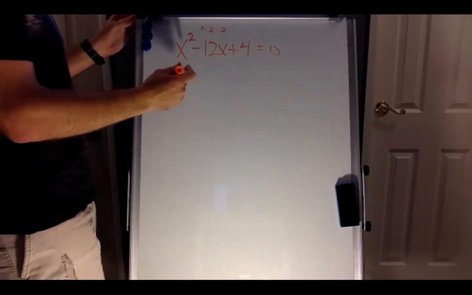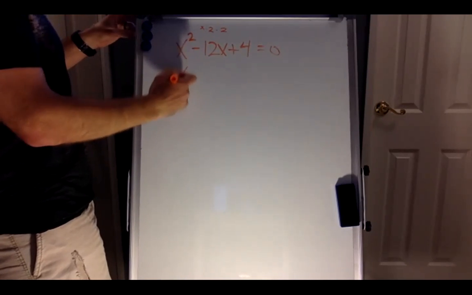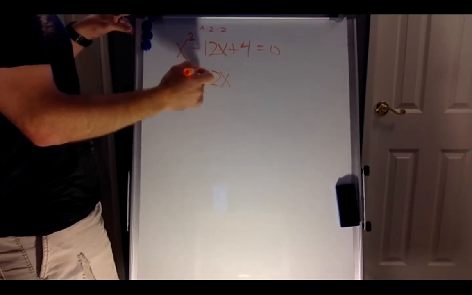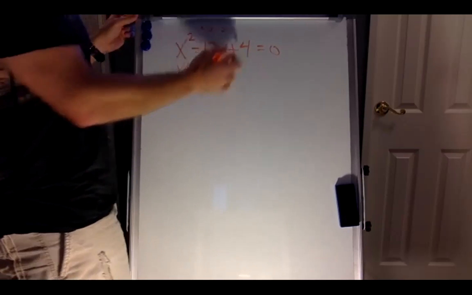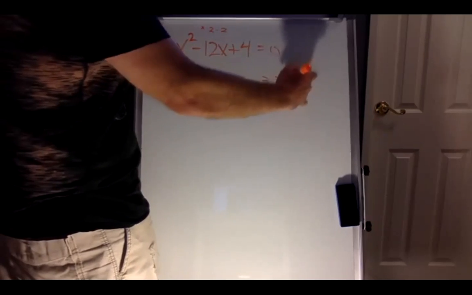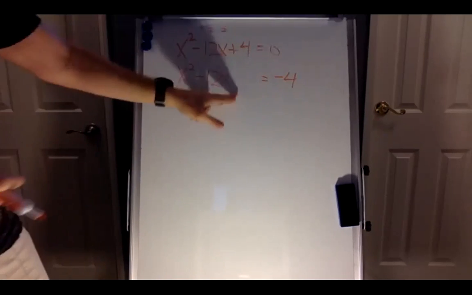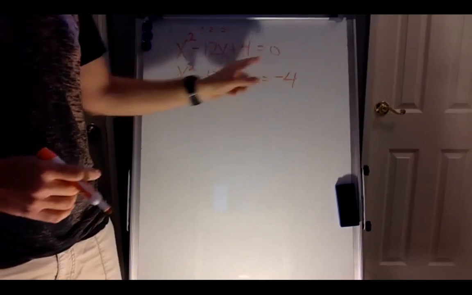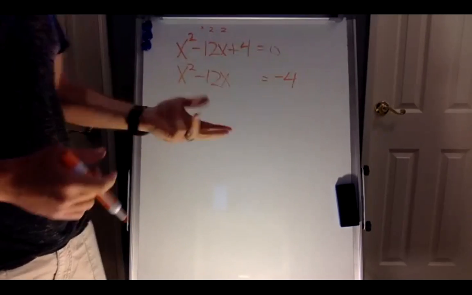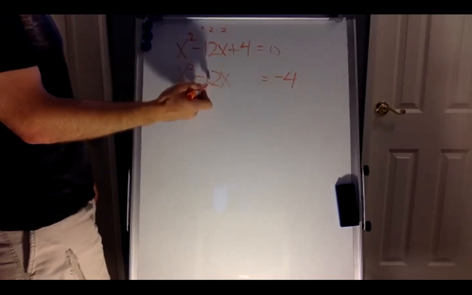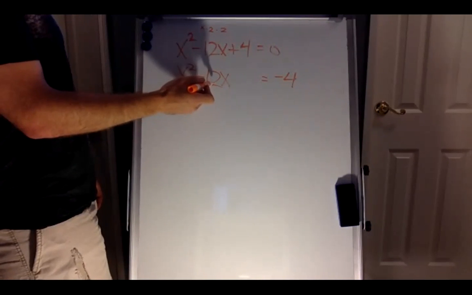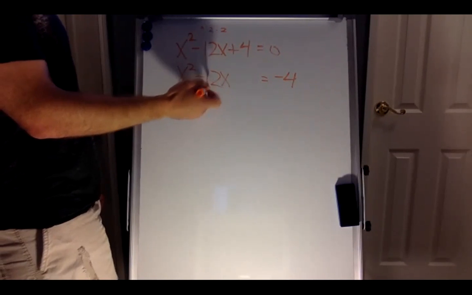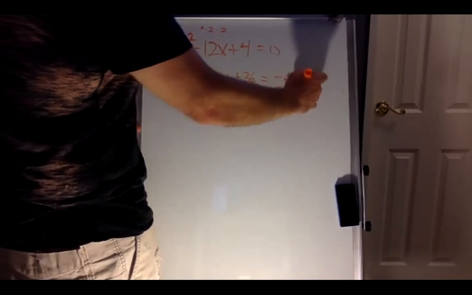So if you're having trouble with what to do right now, there's another way to do it, but this is a nice algorithmic way to do it. Subtract 4 on both sides. Now you have a free space and you can add whatever you want to both sides of the equation as long as you do it on both sides. What should I add? Cut the 12 in half, which is 6, and square it. So I'm going to add 36 to both sides.